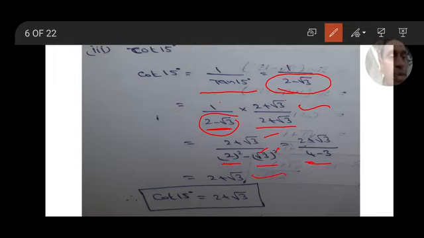So 2 plus root 3 by 1 means 2 plus root 3 is the answer. That is the cot 15 value. So cot 15 value is 2 plus root 3. So tan 15 value is 2 minus root 3. Cot 15 value is 2 plus root 3.